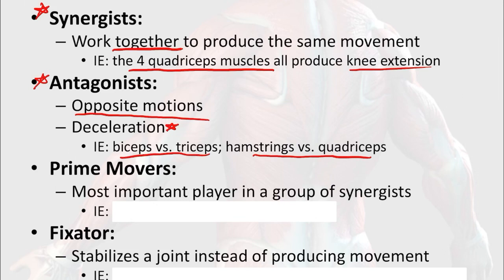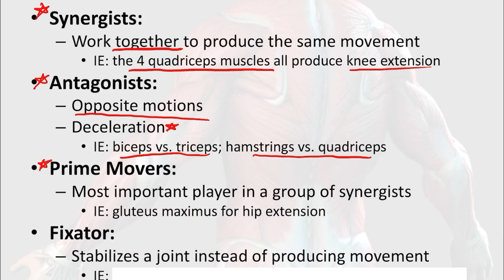Third, we have what's called the prime movers in an action. This is the most important player in a group of synergists. We have a bunch of different muscles that extend the hip. All of your hamstrings do this, as well as some others, like the glutes, but the strongest hip extensor is gluteus maximus. So that makes it the prime mover of hip extension.